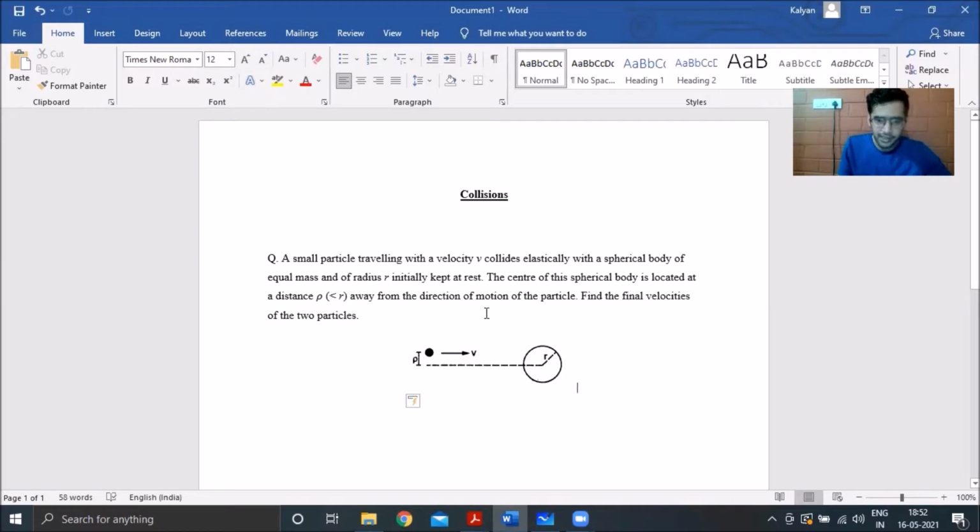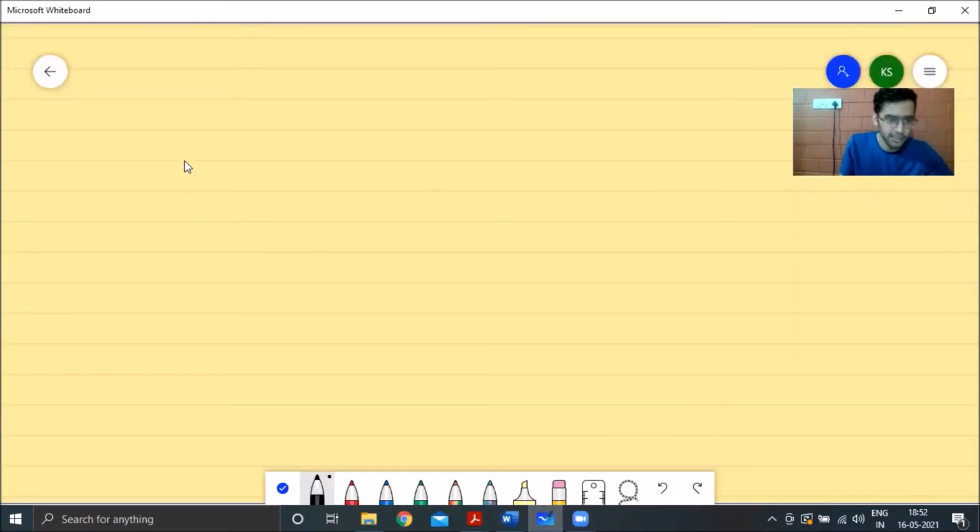So this is a classic question on oblique collision, and again, hopefully the concept we'll be discussing over here will help you solve other questions on oblique collision as well. So let's begin solving this question. We have a small particle, which basically implies that it's like a point particle over here, and let's assume the mass of this particle to be m.